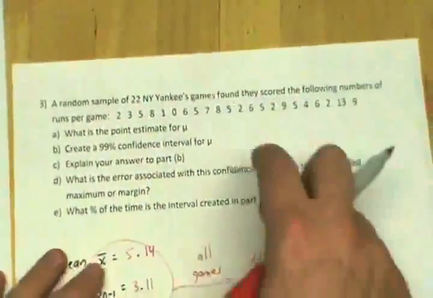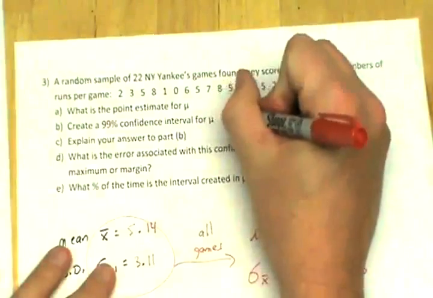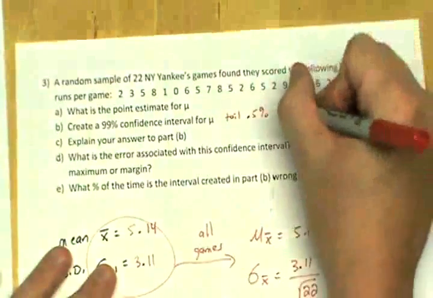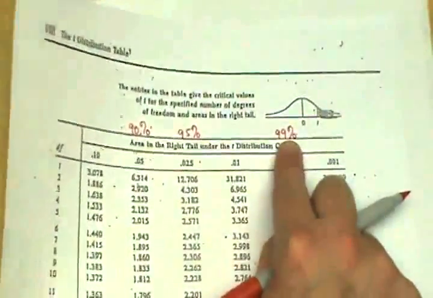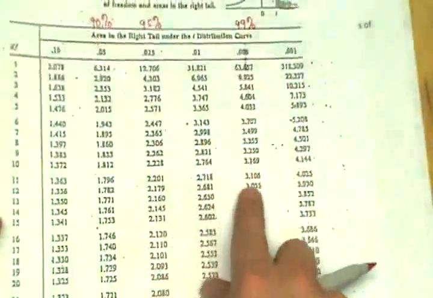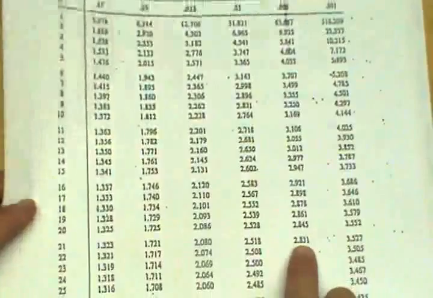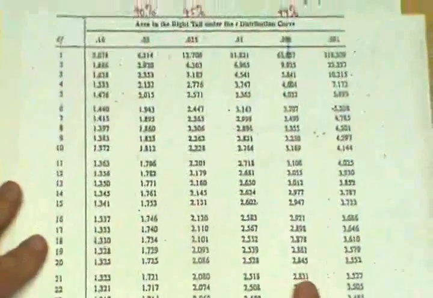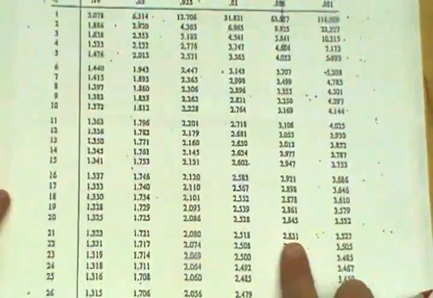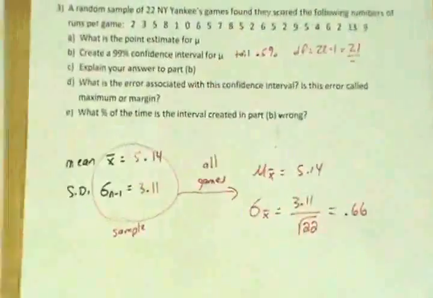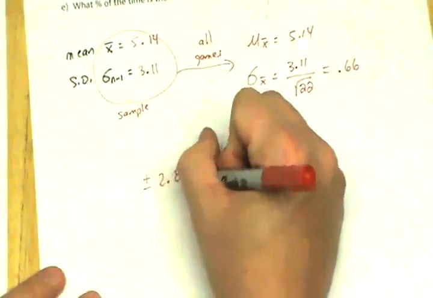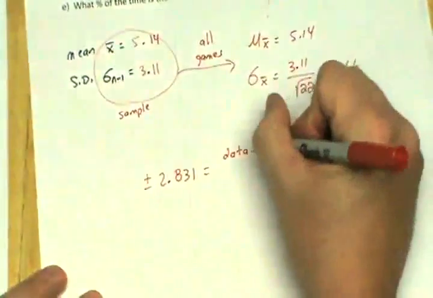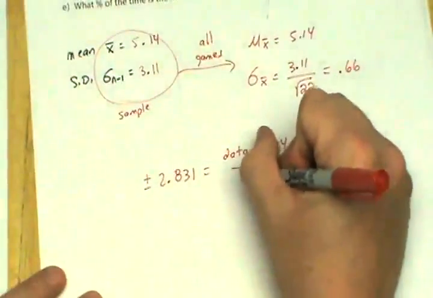So we want to create a 99% confidence interval. So that means the left tail is going to be 0.5%, and the degree of freedom is going to be 1 less than 22, which is 21. So we scoot over here to our t-chart, 99% confidence interval, and we have to go down to a degree of freedom of 21. There's the 21, there we go, 99%, and there's my finger, 21. 2.831, and that's our z-score. So plus and minus 2.831 is data minus the mean over the standard deviation.